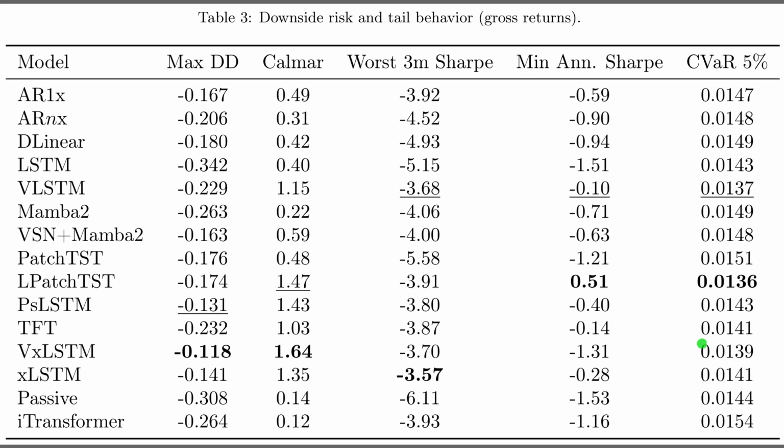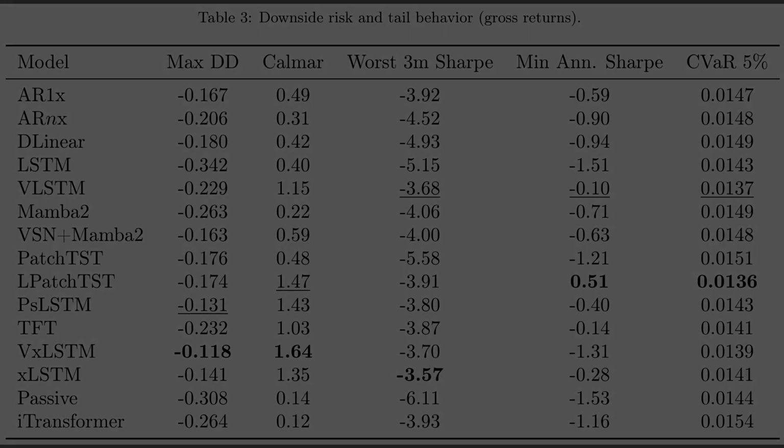Alright, picking up on those drawdowns, Table 3 quantifies the downside risk and tail behavior across the evaluated models. The variable selection network and xLSTM hybrid excels in risk mitigation, recording the smallest maximum drawdown of about minus 12%. It also achieves the highest CalMAR ratio at 1.64, which is a metric that compares average return to maximum downside, indicating strong capital protection. Meanwhile, the long short-term memory and patch TST hybrid demonstrates superior resilience as well, leading the pack in both the minimum annual Sharpe ratio and 5% conditional value at risk.